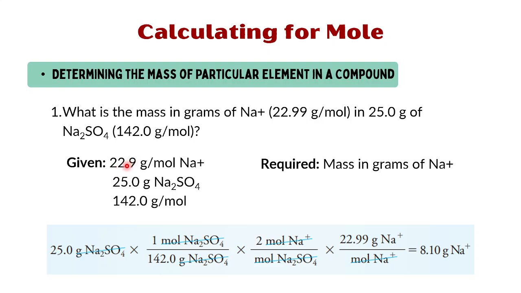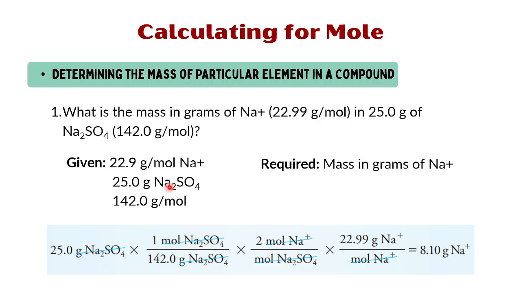And this will be very helpful for us to calculate for the mass in grams of this sodium. So we have here 22.9 grams per mole of sodium. So this is the molar mass of sodium. And then we also have 25.0 gram of sodium sulfate. So this is the mass in grams of the sodium sulfate.